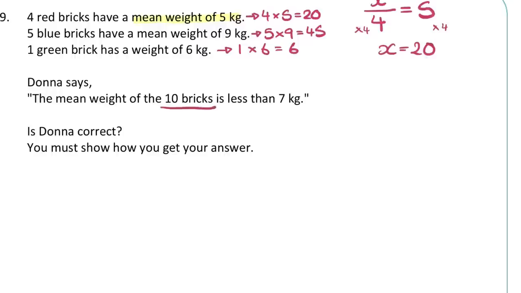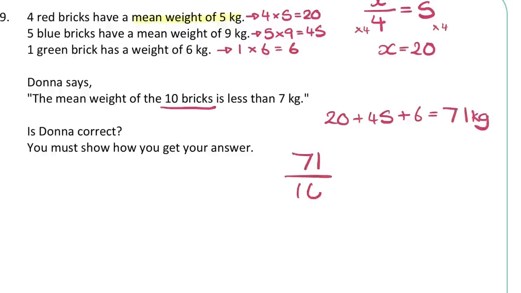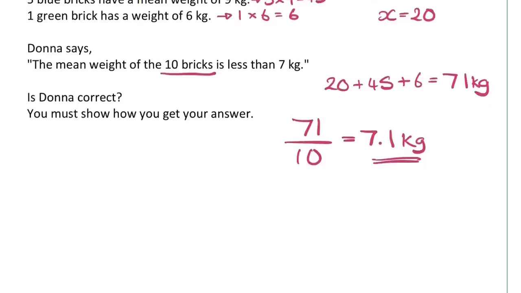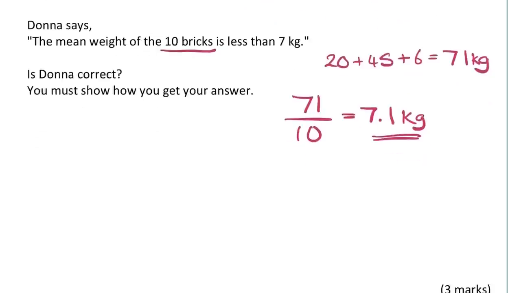But if we add all of those weights together, so 20 plus 45 is 65, plus 6 is 71 kilograms. So to get the mean, we would do 71 divided by 10, and that comes out as 7.1 kilograms, which is the mean weight of each brick, and there are 10 bricks. So Donna says the mean weight of the 10 bricks is less than 7, but the mean weight was 7.1, which is more than 7.